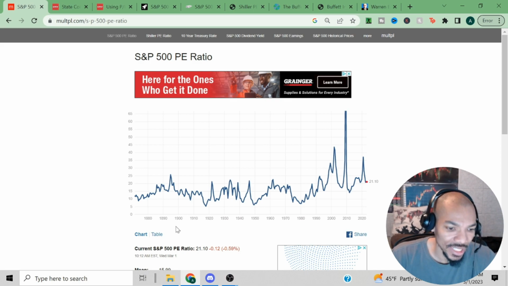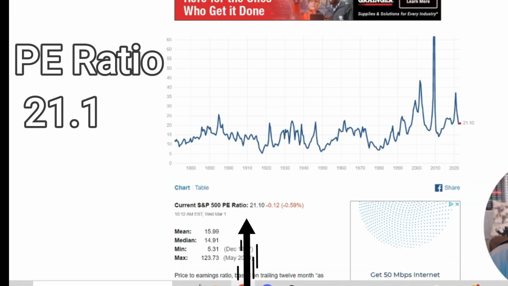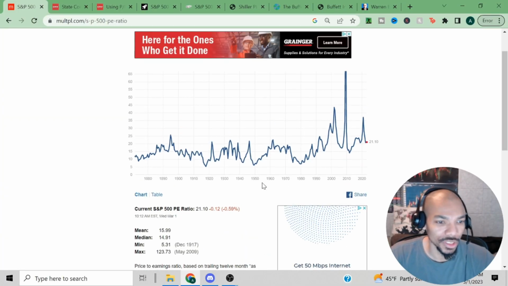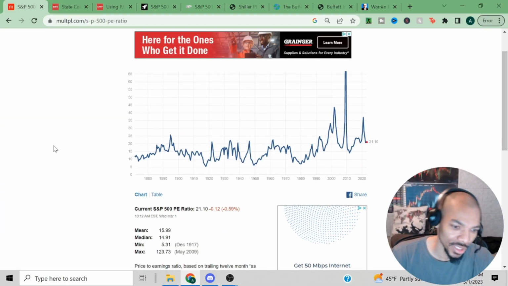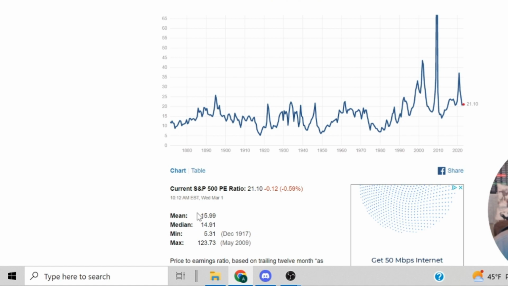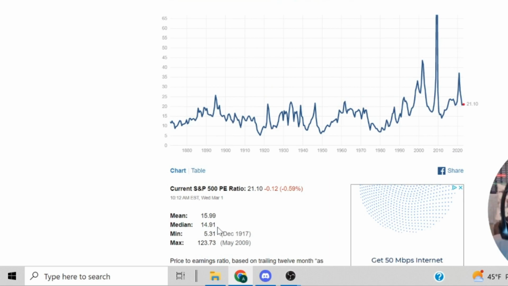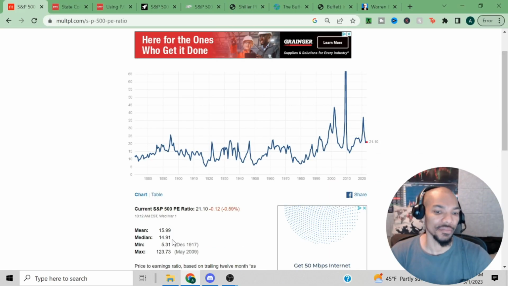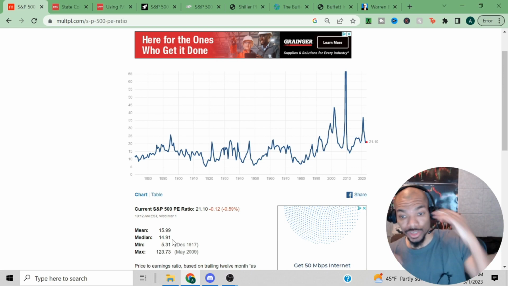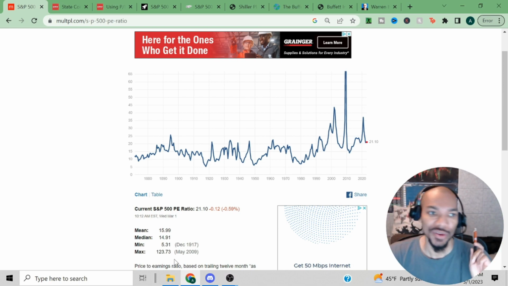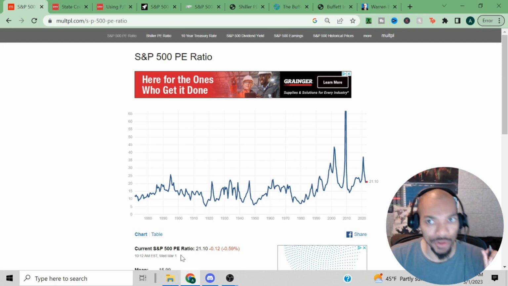As we can see, the S&P 500 PE ratio is 21. If we look at historic levels, tracking it all the way back to the 1800s, the mean is 15.99, so it's above that, and the median is 14.91. Some people would look at that and say, well, it's higher than the mean, so therefore it's overvalued. However, everything is relative, and I'll explain this later.